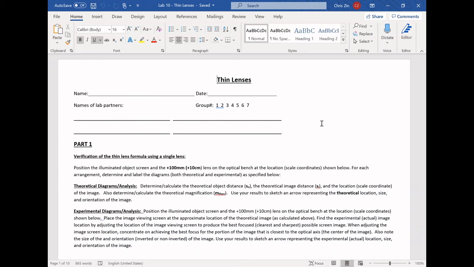Hello everyone. This is the explanation video for Lab 10, Thin Lenses. In this lab, we will be studying the thin lens formula in a variety of different ways.